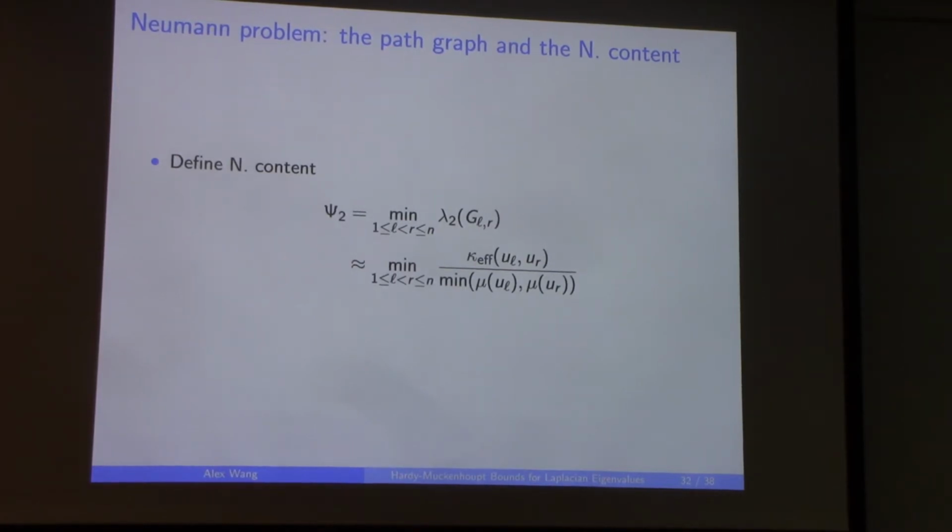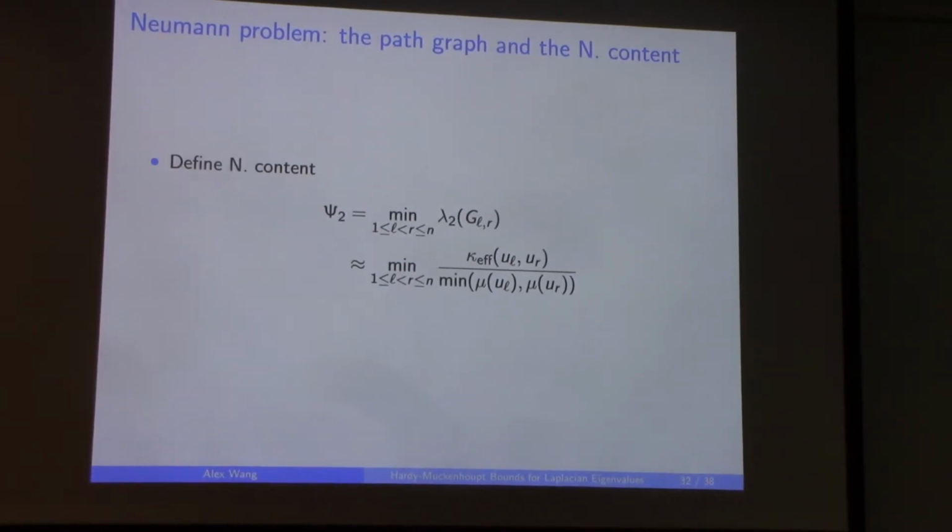Question. I have a naive question. For the Dirichlet content, we were minimizing over a choice of a single index, and now we're minimizing over a choice of 2? Why? Let me think for a second. Why is the Dirichlet content over a single index and the Neumann content is over L and R?